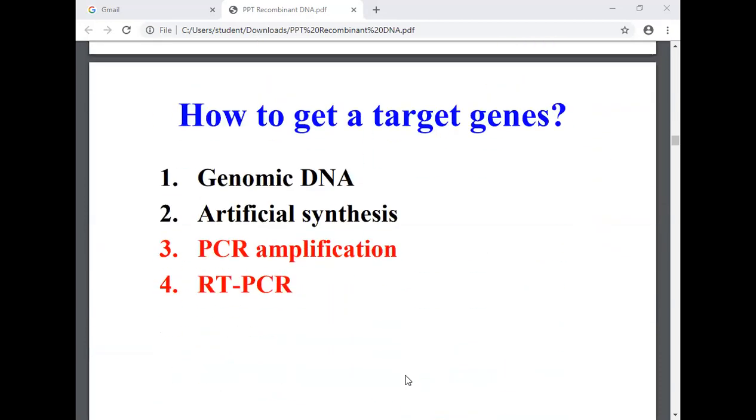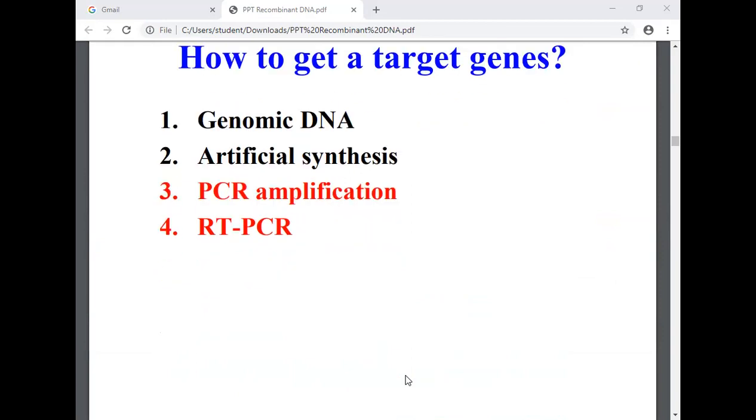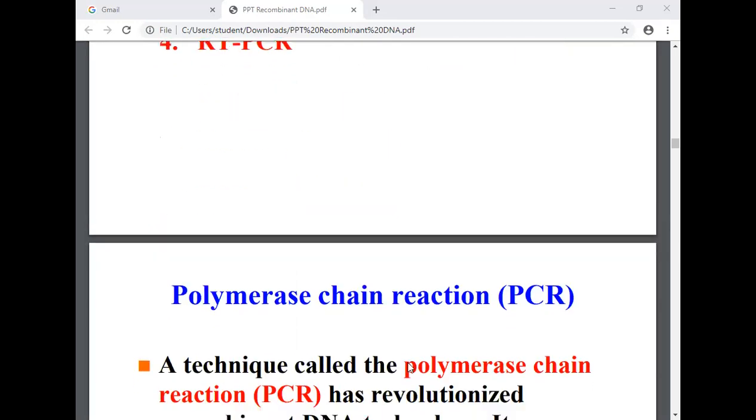Okay, now how to get a target gene? The first is genomic DNA. Genomic DNA means that we are going to unwind it, then cleave it, and then we are going to get a sequence of base pairs which is required by us. Then artificial synthesis, as I told you, that we can do in a test tube, right? And then we transform it. Then PCR amplification, as we discussed earlier, and then reverse transcriptase PCR, RT-PCR, we will talk about it as well.